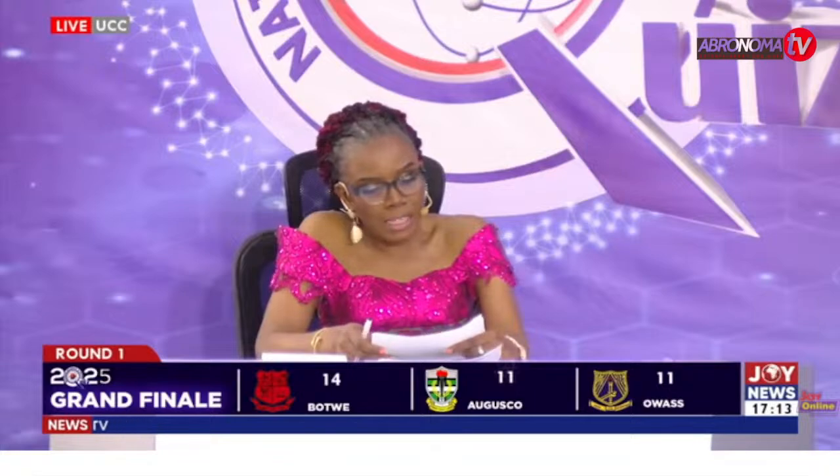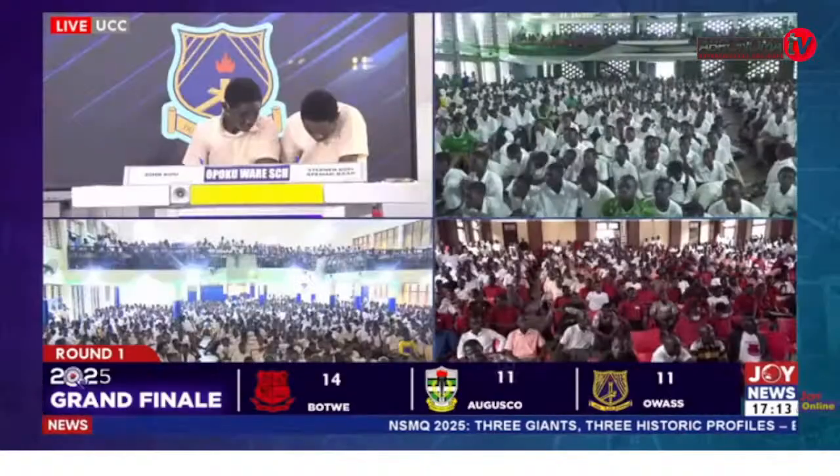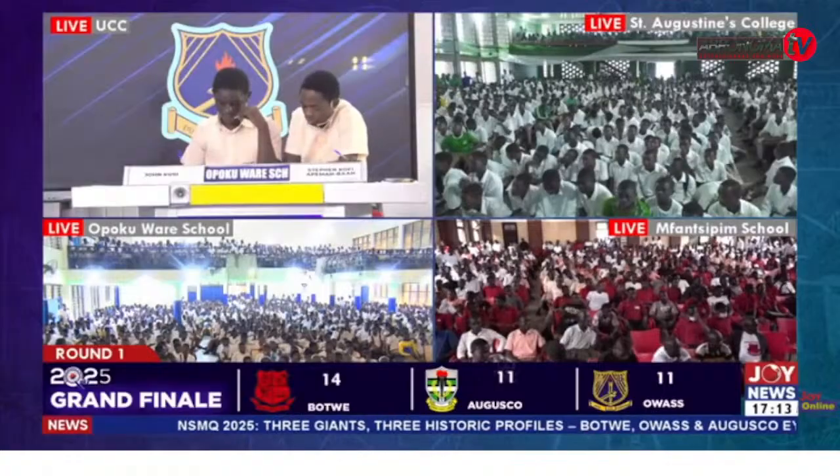Next set, 30 seconds with a short preamble. Preamble to all schools. Find the distance of the point. Opoku Ware School, A with coordinates (1, 2), from the line 3x + 4y + 9 = 0. Yes, John? 4 units. Yes.